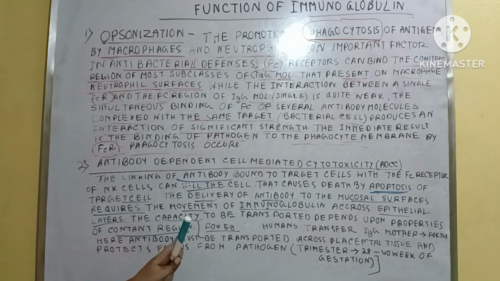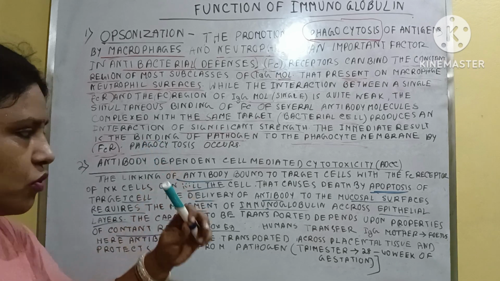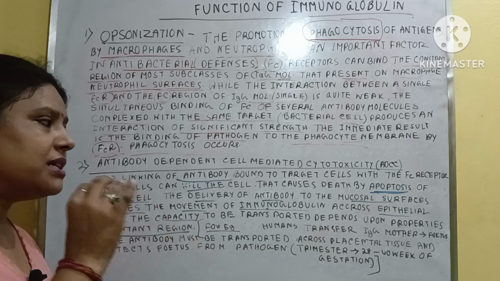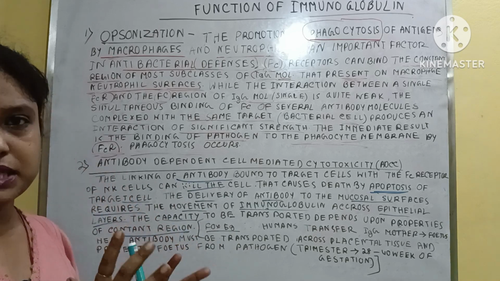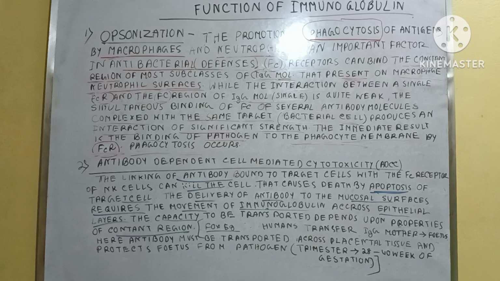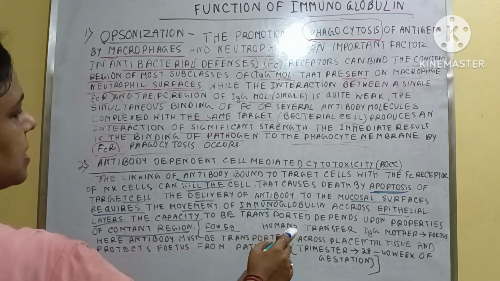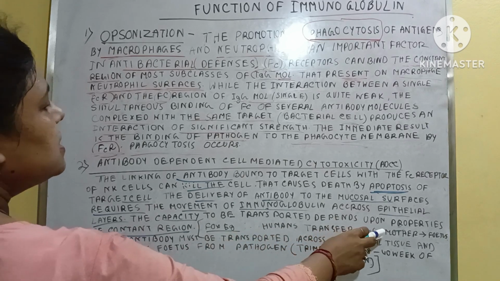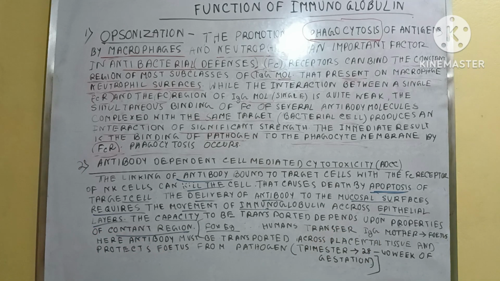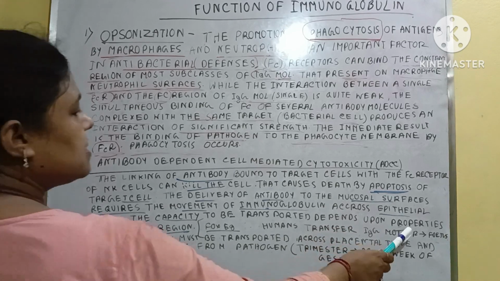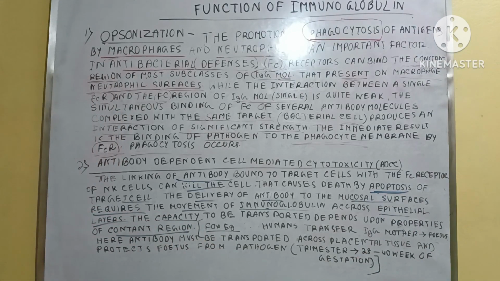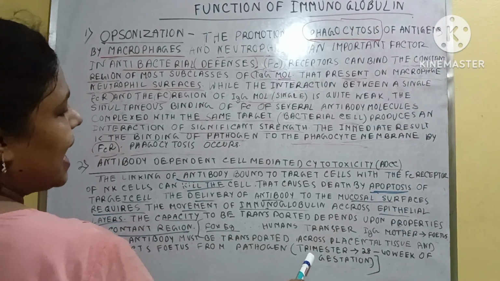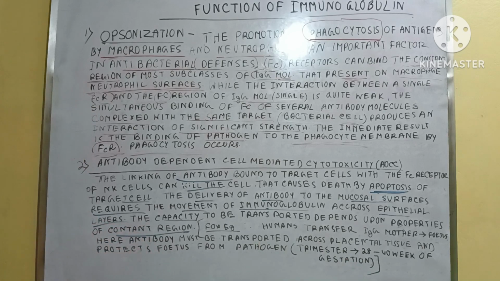But if the constant region is not more powerful, in that case the movement is possible, but it takes a lot of time. And here, one very common example is humans. In humans, the IgG molecule is transferred from mother to fetus, and this is possible during the trimester gestation period.